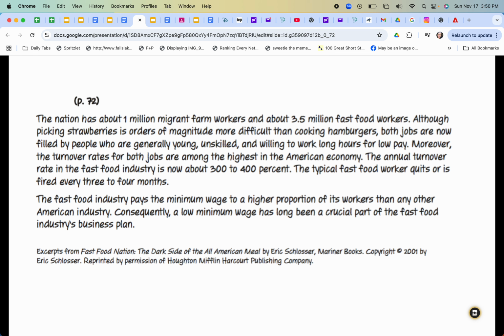So if you could pause here, and while the video is paused, turn and tell somebody to your left or your right what jumps out at you here as an important detail from these paragraphs.